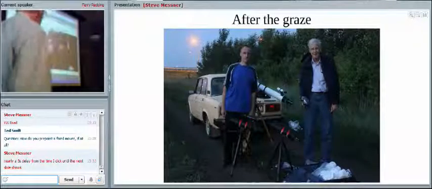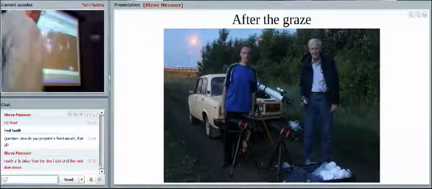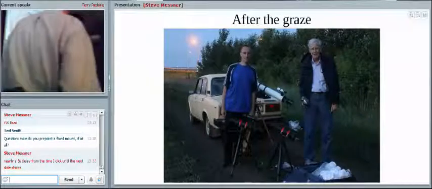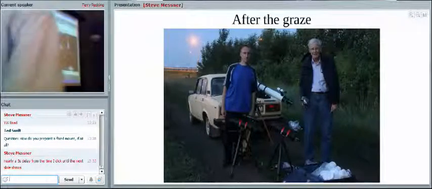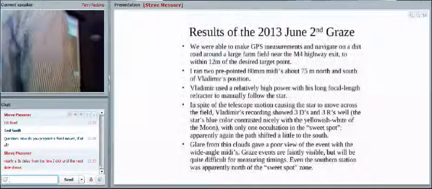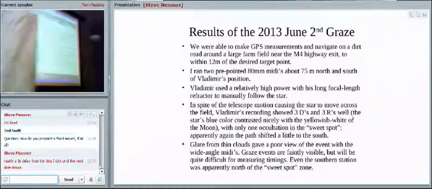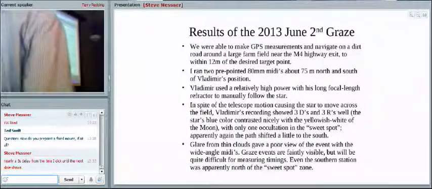And this just shows Vladimir and me standing. He put it on a tripod, and we set up the MIDIs before we took them down and put them in the car. Next slide. You can see the lights of the interchange in the background there.